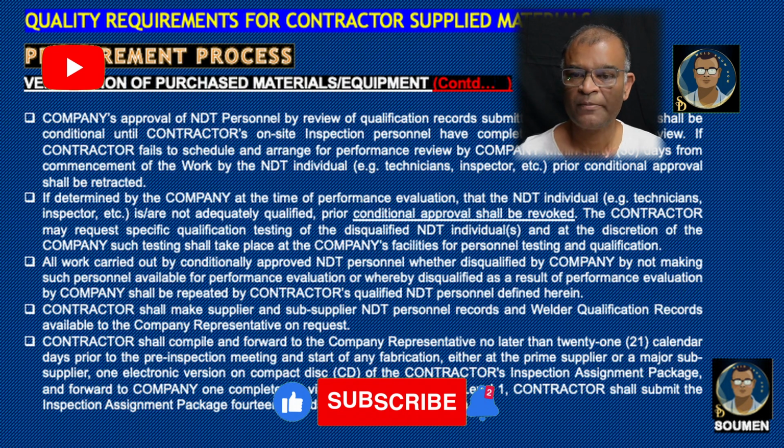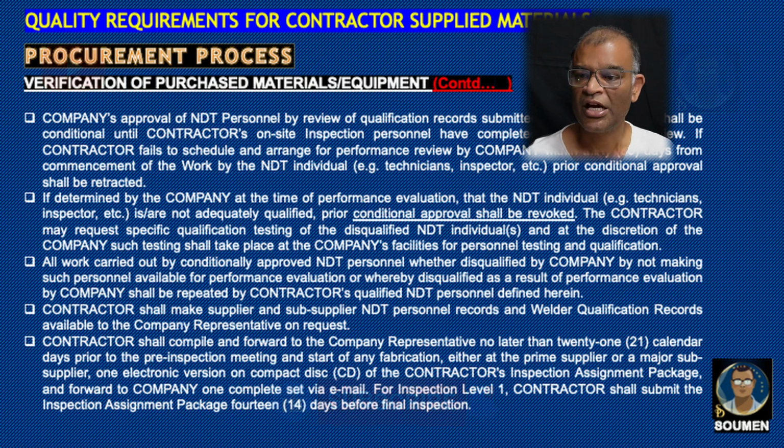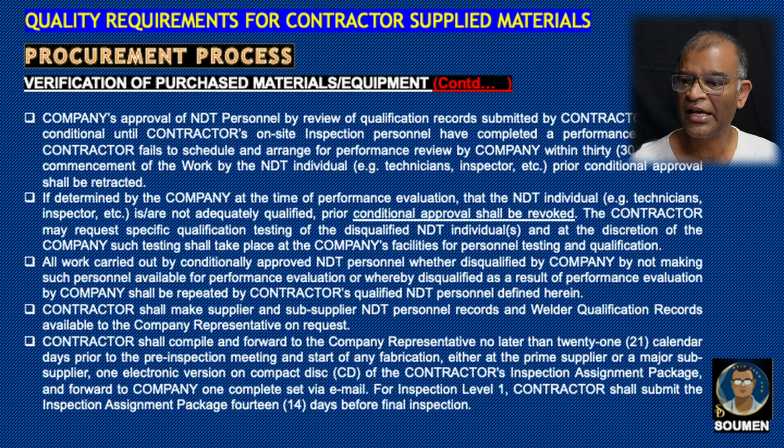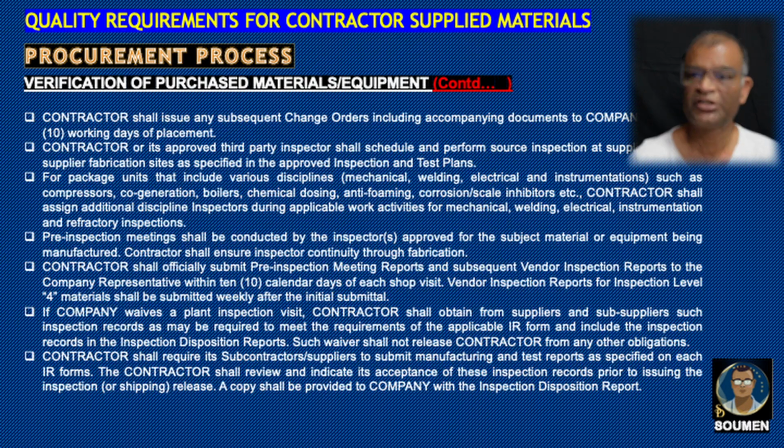Contractor shall make supplier or sub-supplier NDT personnel records and welder qualification records available to the company representative as and when requested. Contractor shall compile and forward to company representative no later than 21 calendar days prior to the pre-inspection meeting and start of any fabrication. Contractors shall compile all the documentation for the inspection assignment package within 21 calendar days prior to the pre-inspection meeting and send it to company representative. For inspection level 1, contractors shall submit the inspection assignment package 14 days before the final inspection. Contractor shall issue any subsequent change orders including accompanying documents to company within 10 working days of placement.